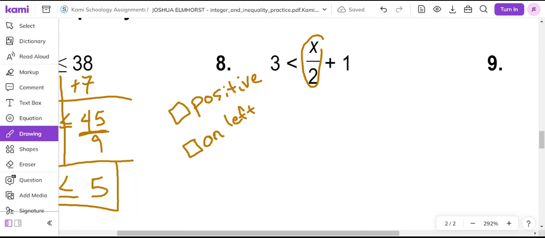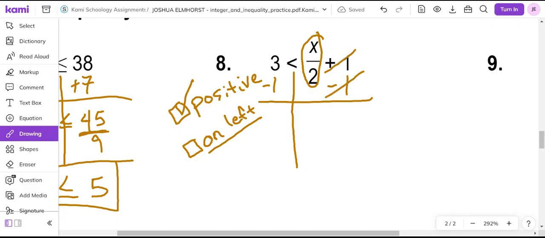Find our variable term. The variable term is positive, but is it on the left? We draw a comparison symbol. We have the variable term on the right. So we'll deal with that in just a little bit. Let's start solving. Start solving on the side with the variable, plus 1 minus 1. So now we have x divided by 2 is less than 3 minus 1.